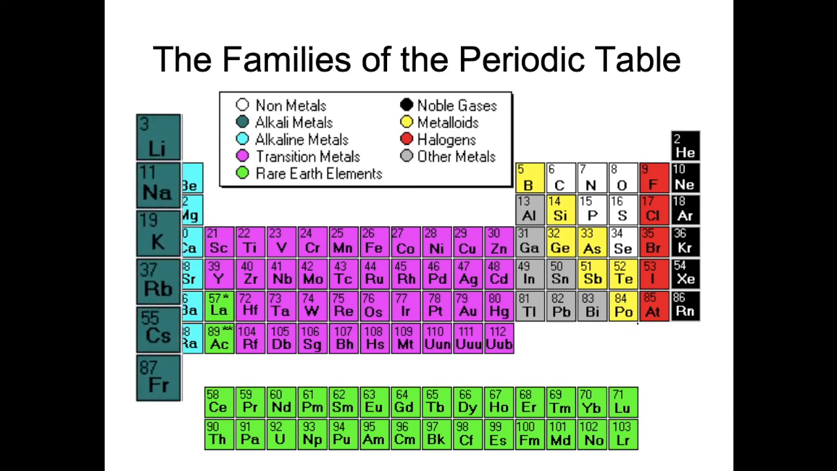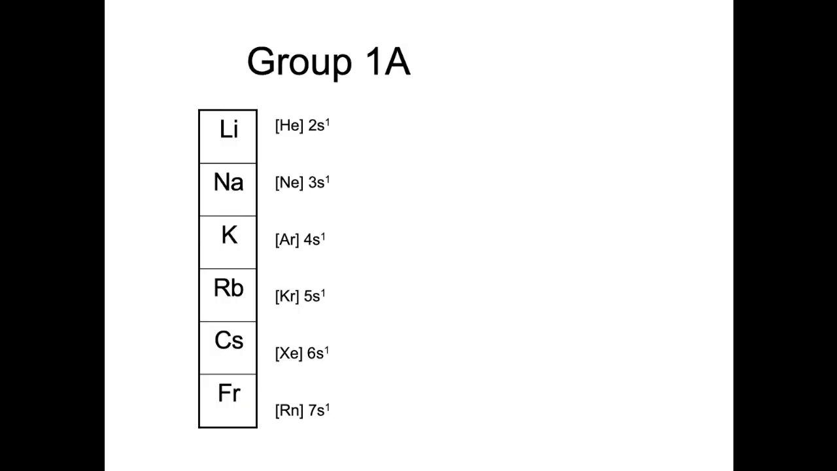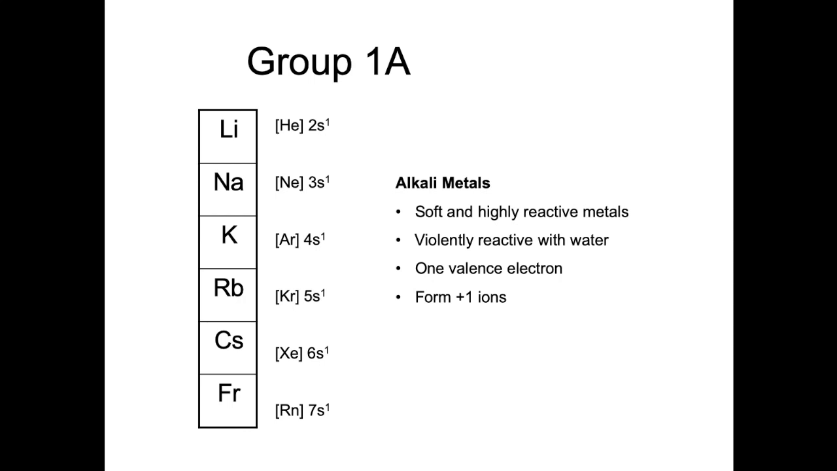Let's start by talking about Group 1A. If you notice, their electron configurations all end with one electron in an s orbital. They're known as the alkali metals, and they are very soft, highly reactive metals, so soft that you can cut them with a butter knife. But they are also violently reactive with water to the point where you have to store them in oil so that they don't react with water vapor in the air. They all have one valence electron and form +1 ions.